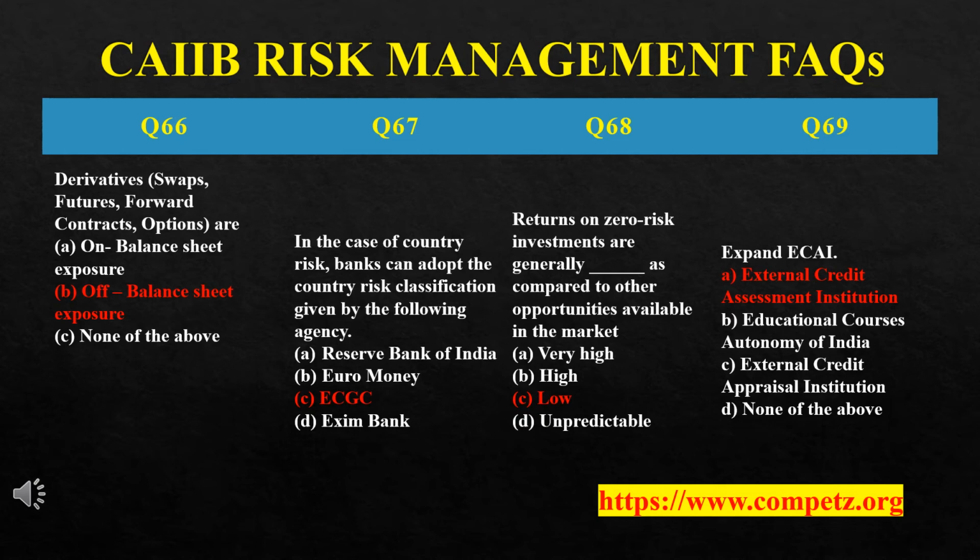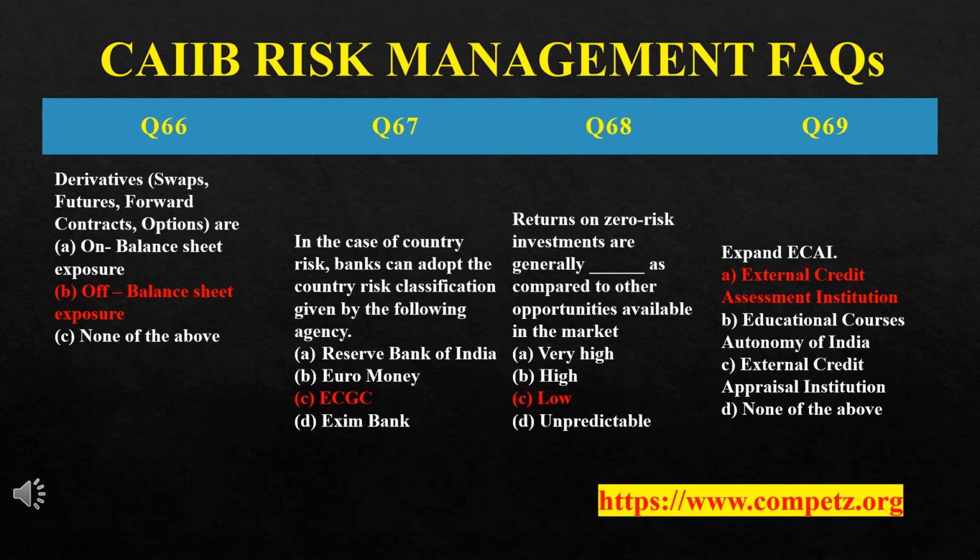Why? Because off balance sheet exposure consists of items such as LC, that is letters of credit, and guarantees. It also includes liabilities and assets under derivatives, namely swaps, options, forward and future contracts, etc. Thus, they are called off balance sheet. So, for the derivatives question, the answer is off balance sheet exposure.